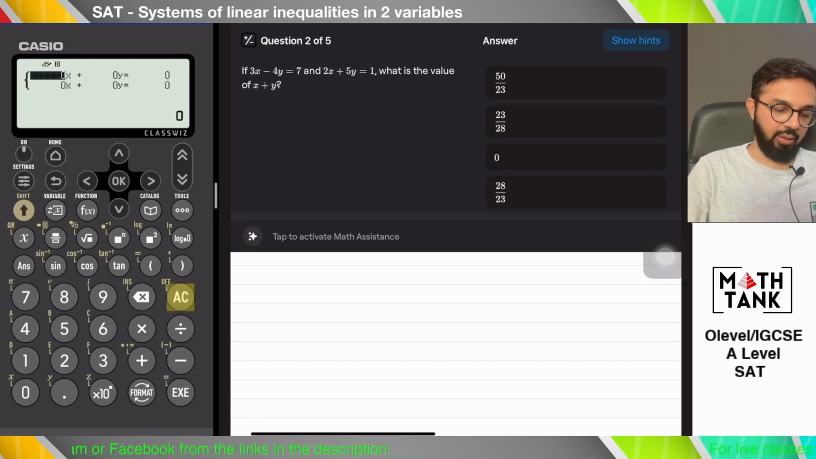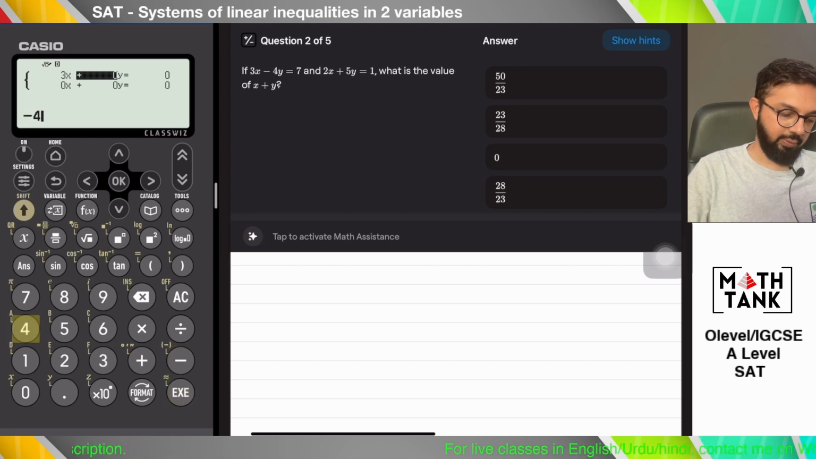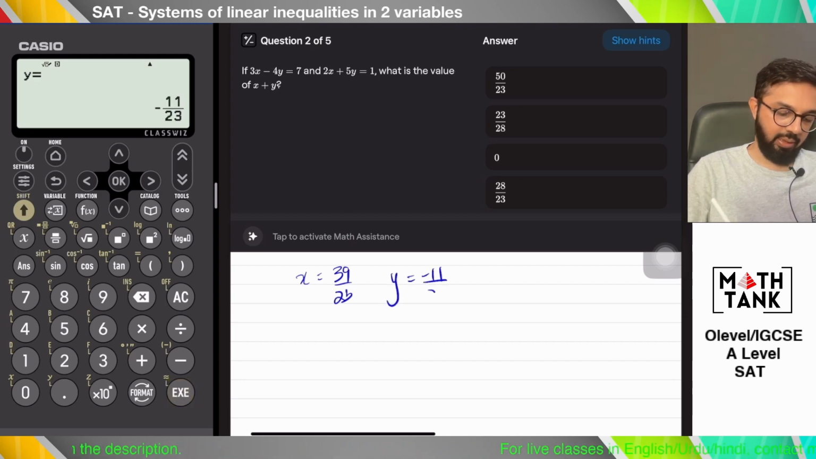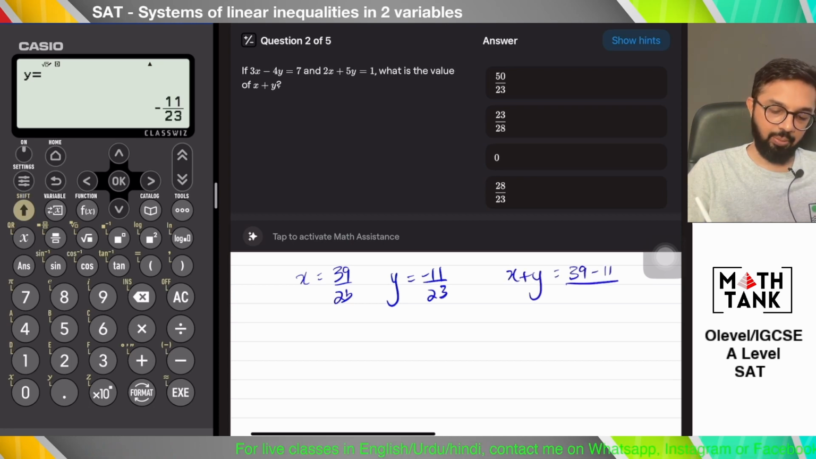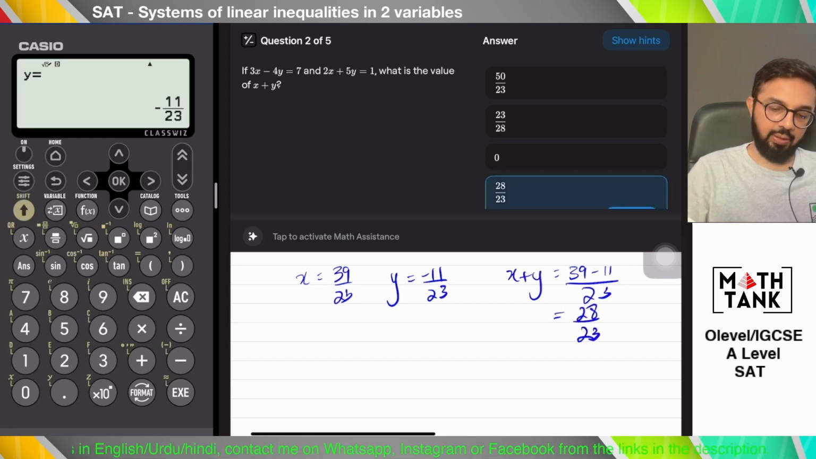Then another question here. Let's see this. 3, minus 4, and 7, 2, 5. So x is 39 over 23 and y is minus 11 over 23. What is the sum of x plus y? It's 39 minus 11 over 23, which is 28 over 23. So that is the right answer then.